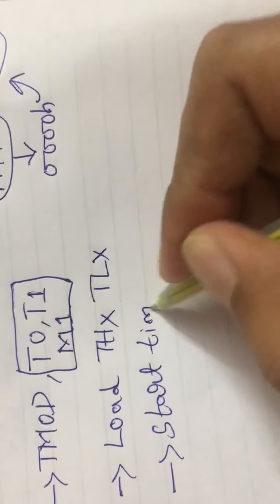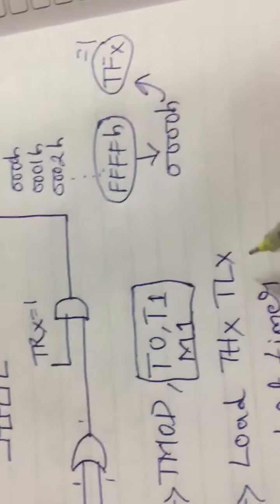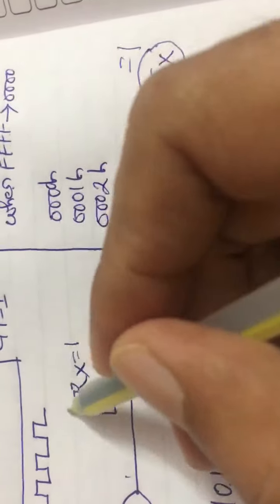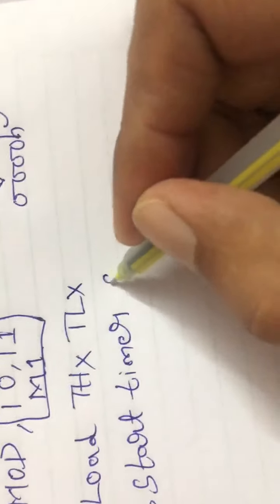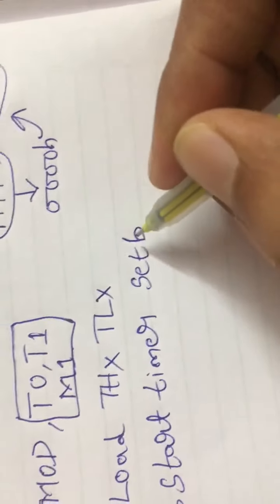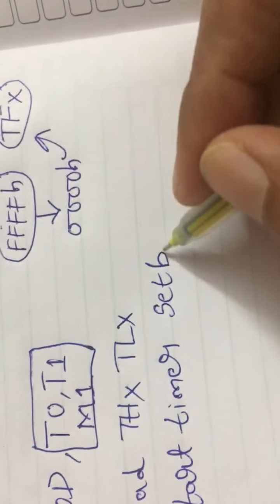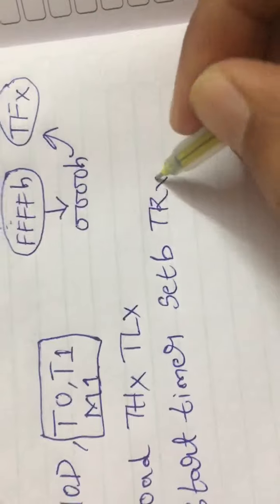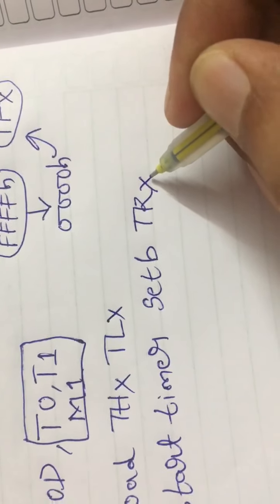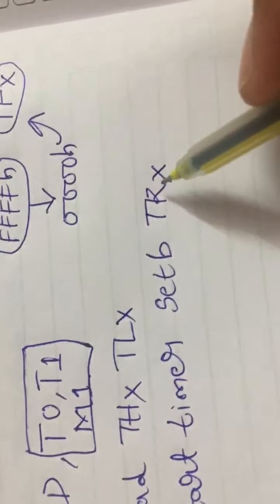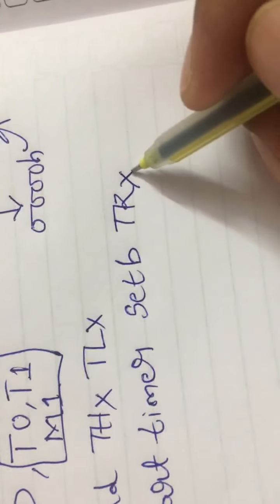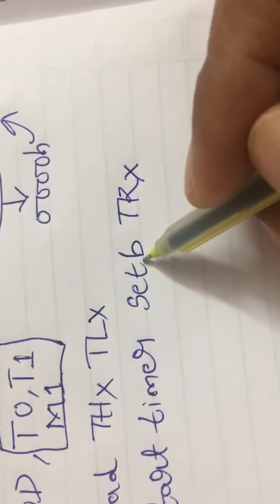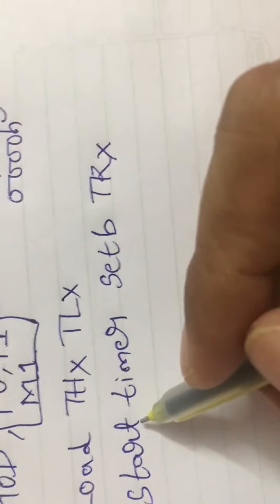So how should we start the timer? We should start the timer with this particular bit, right? In order to start the timer, which instruction is to be used? SETB, a single bit is to be set. SETB TRX, where X stands for 0 or 1. If I am using timer 0, the value of TR0 is to be taken. If I am using timer 1, the value of TR1 is to be taken, and that has to be set. That means we have to start the timer.